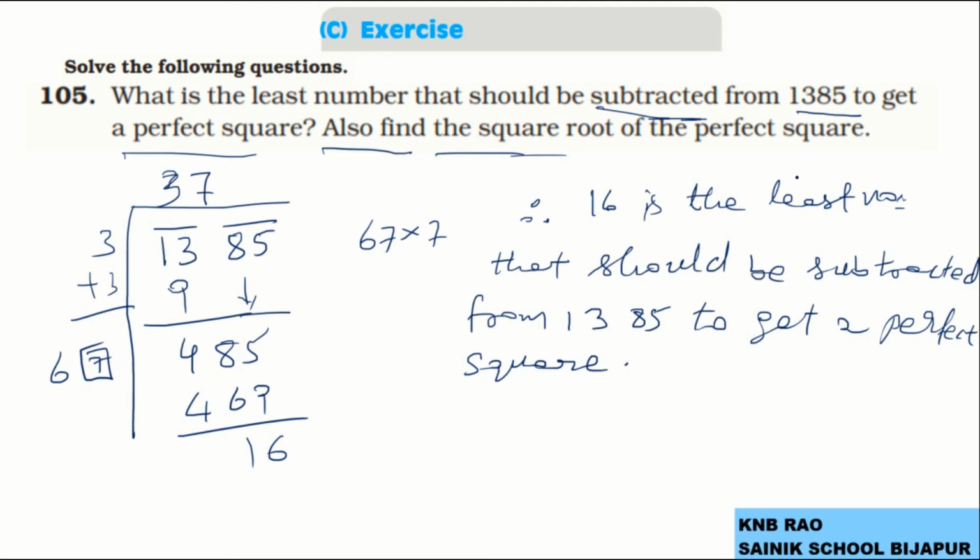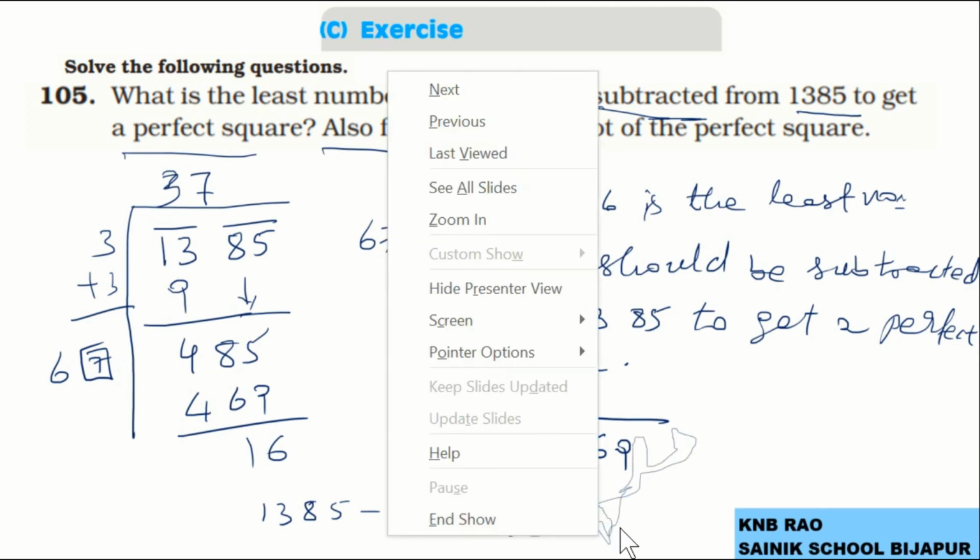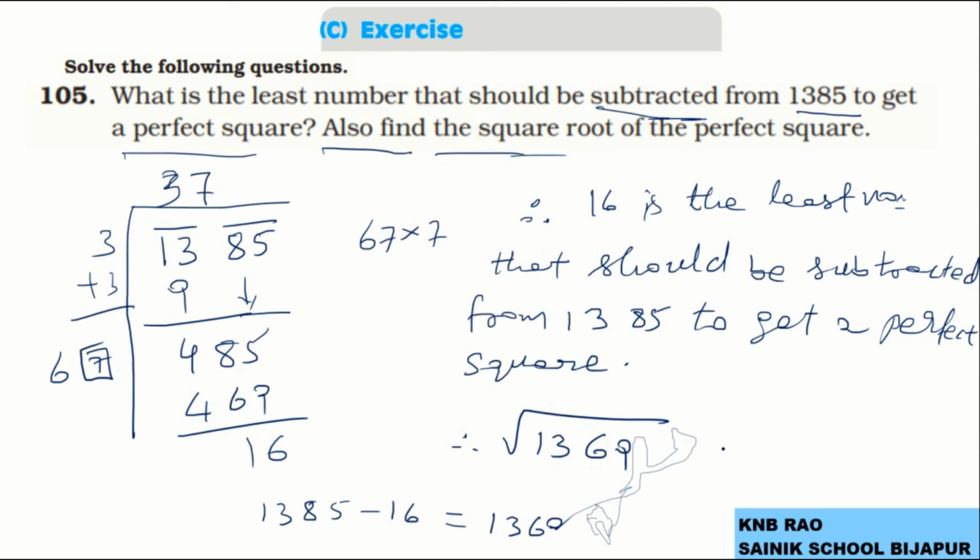Next, continuation of the question. Also find the square root of that perfect square. Therefore, that perfect square is 1369. Why? Because 1385 minus 16 gives you that. From 1385, if you subtract 16, you will get 1369. And what is the square root of it? It is 37. We have already found it. Okay, so this is how we answer it.